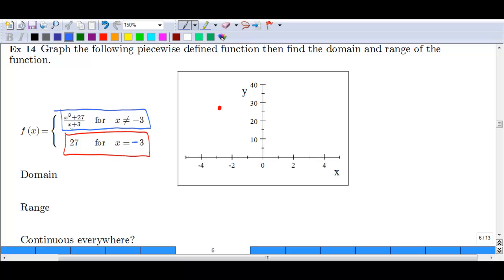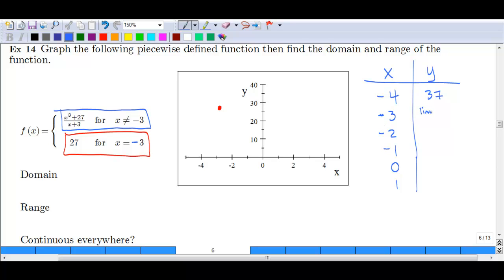So let's pick a few other points that we can use on this graph. Let's start with, say, -4, -3, and we'll talk about how we can find the limit so we can find an approximate value there, then -2, -1, 0, and 1. So when we plug in -4, we end up with 37. Again, you can't plug in -3, but you can take the limit.